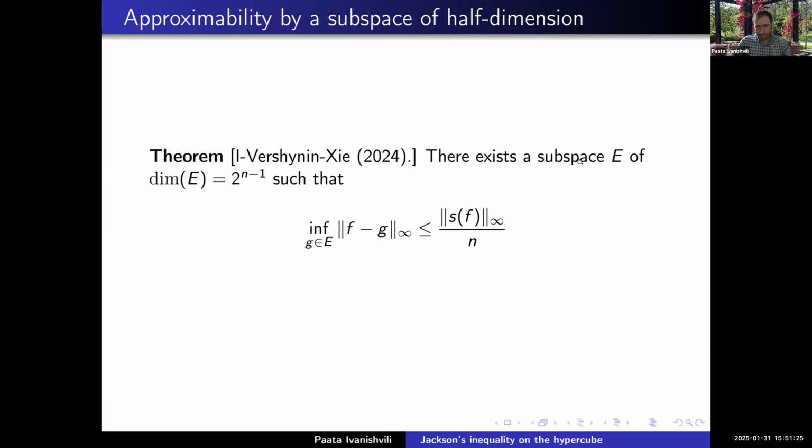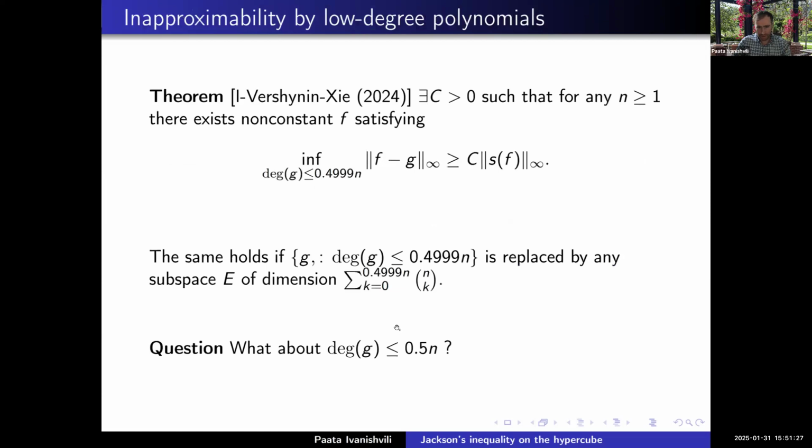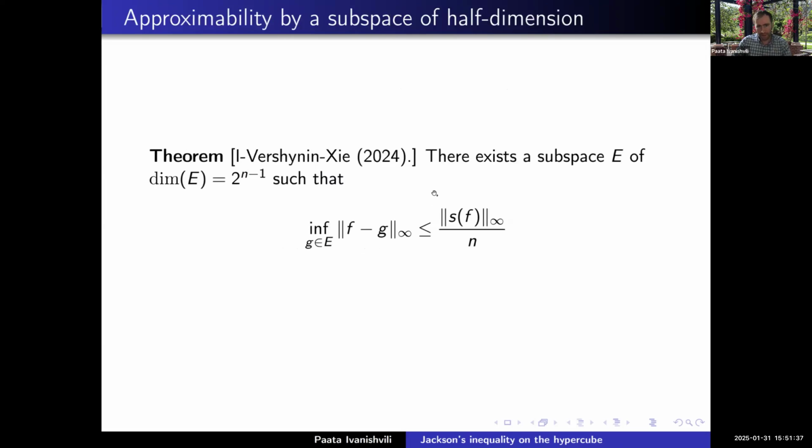There exists a subspace, right? So is n over 2 a sharp threshold? Is it true that if I have larger degrees, we don't know. When degree is greater, we don't know. This is an open problem. But we know something else. We know that there exists a subspace of half of the dimension such that this inequality holds true, and there is even a bound of 1 over n.